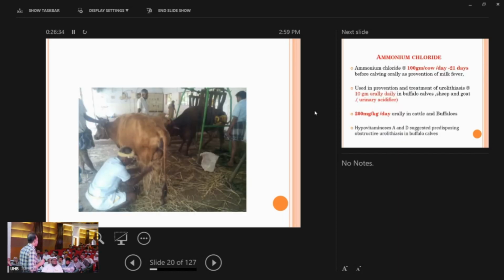So after giving potassium, the animal will be trying to get up. Some animals may not get up. So you have to lift the animal with support and then gently massage and do the physiotherapy and all these management things until the animal becomes normal.